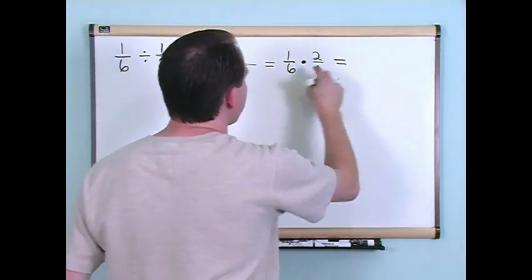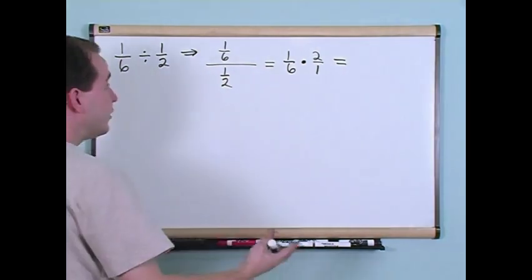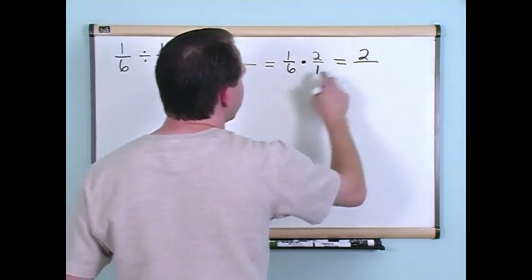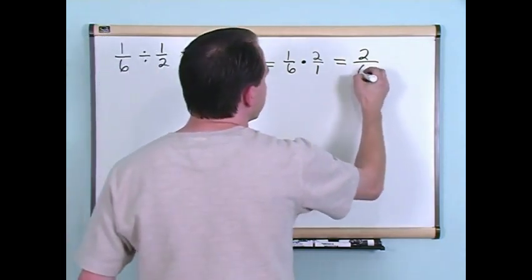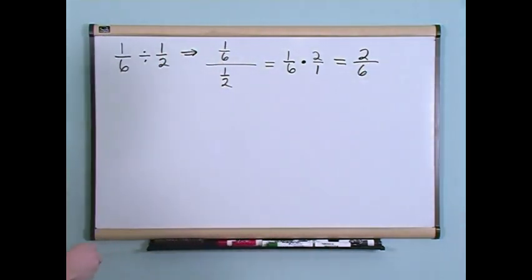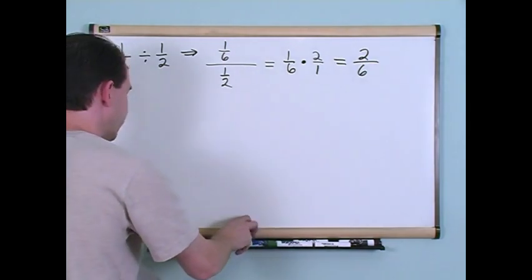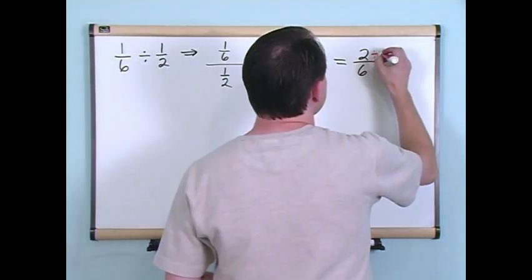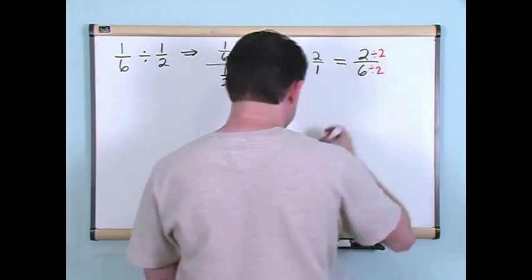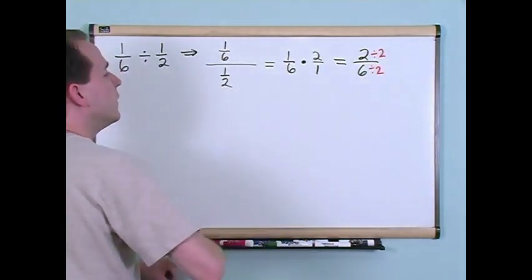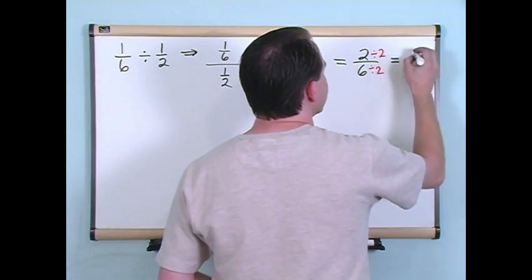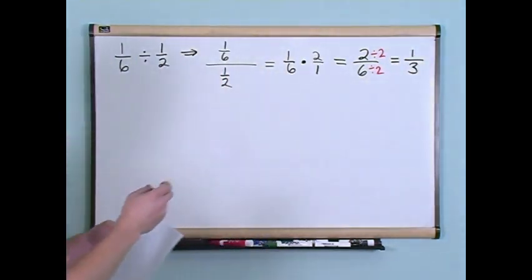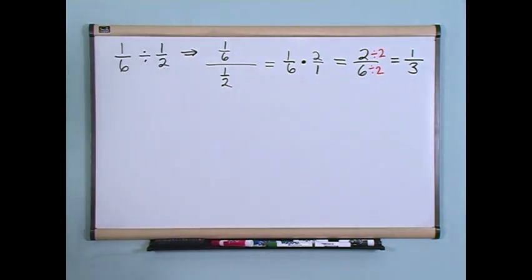Let's go ahead and finish the problem. Now that it's a simple multiplication problem, you just multiply the top two numbers. 1 times 2 gives you 2. And the bottom two numbers, 6 times 1 gives you 6. And then just like any problem, you always check and see if you can simplify it. And here you can, because you can divide by 2 and you can divide by 2. 2 divided by 2 is going to give you 1. 6 divided by 2 is going to give you 3. So that's the answer, 1/3.